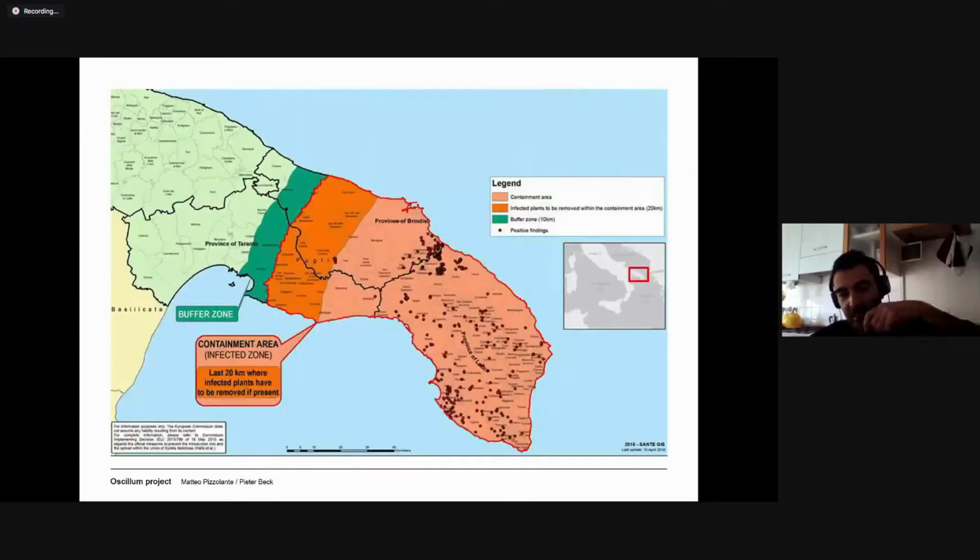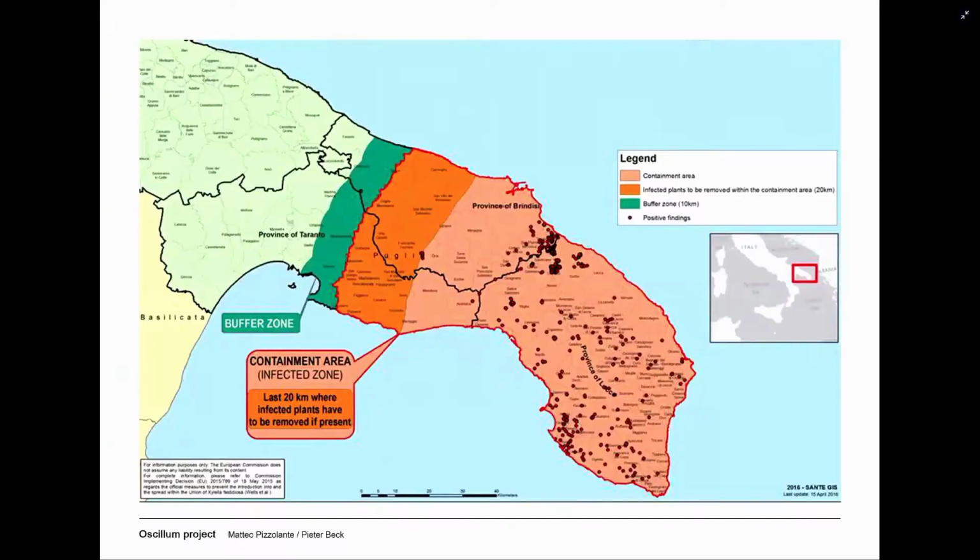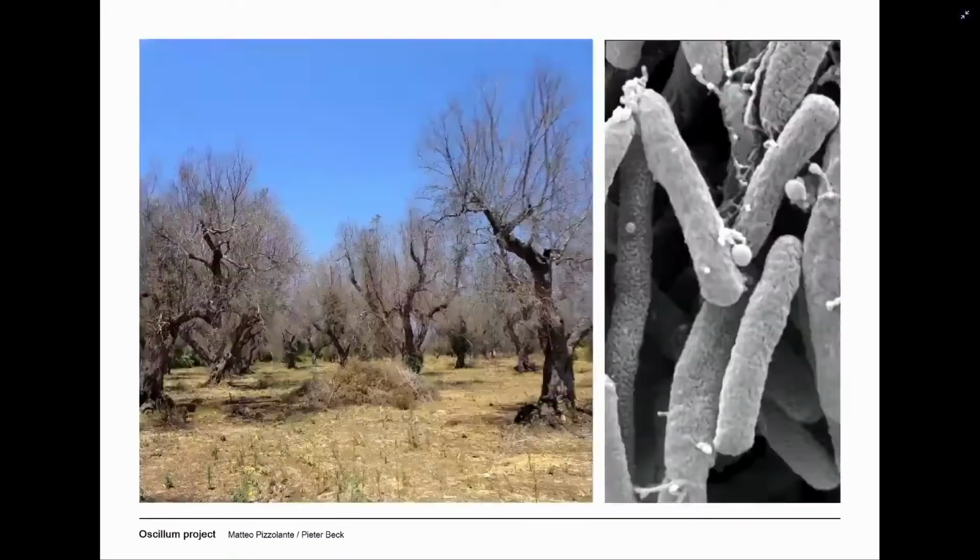Now, the disease was seen for the first time in the southwest coast of the southeast of Italy, and now is moving throughout the region towards north. And this one is like a map of the infected zone.